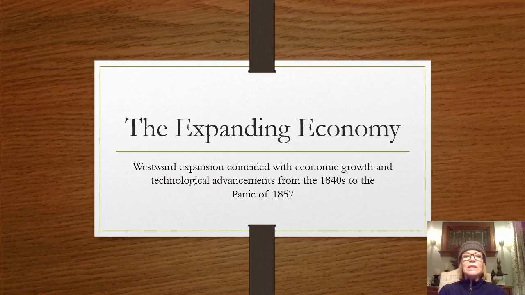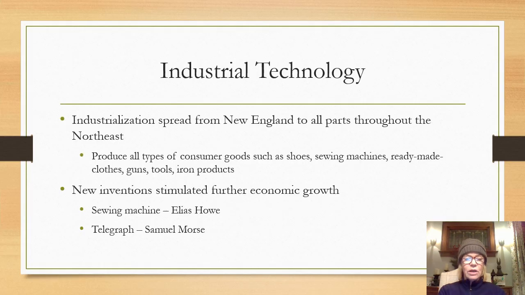All right, and then we get the expanding economy in the West as well. Right, you need the industry and the technology to go out there. All these different consumer goods were being produced in the East, and they were being shipped out to the West. We're also getting the development of technology too on the East, and we talked about this in a previous chapter with new technology like the sewing machine and the telegraph.